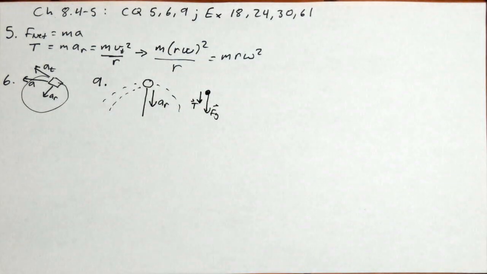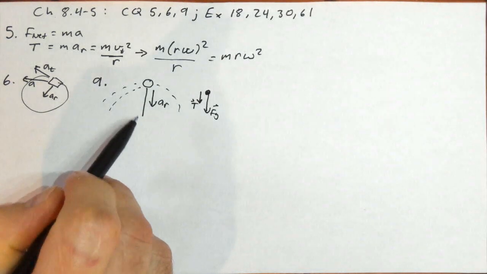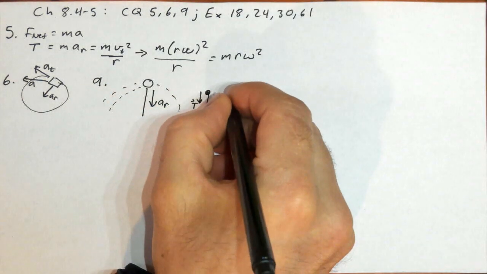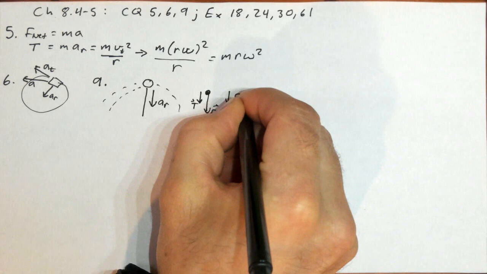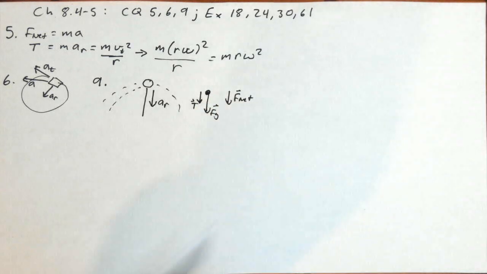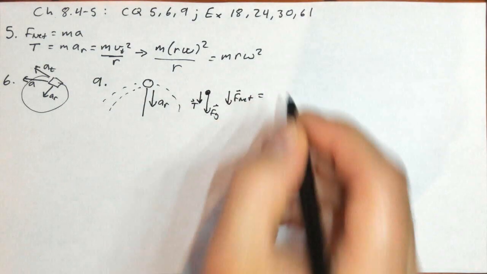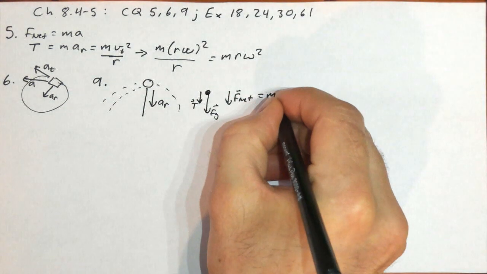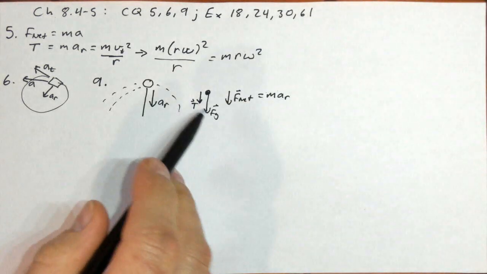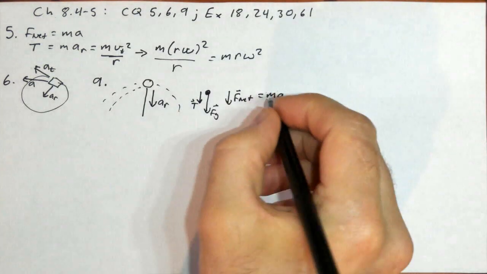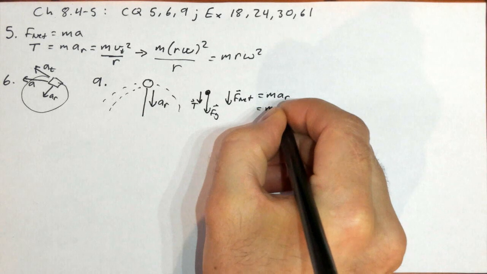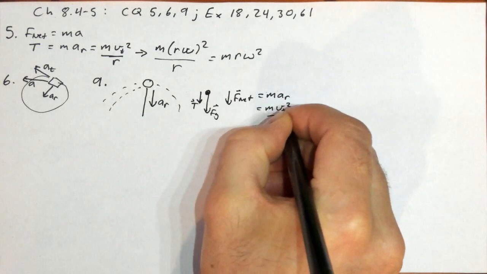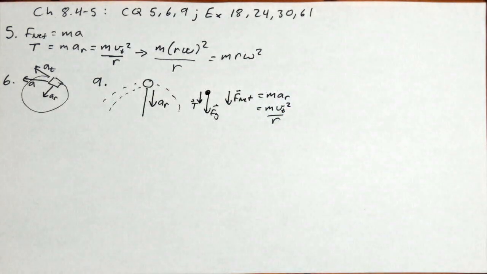Because I know the acceleration is down, I know that the net force in that component must be down. And the net force by Newton's second law is equal to what? It is equal to m a_r for this component. But m a_r is equal to m v tangential squared over the radius, by that super important relationship.